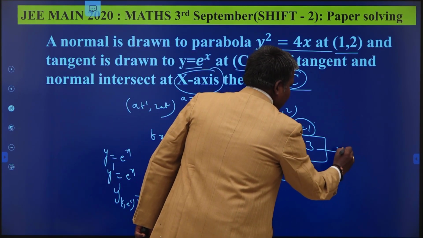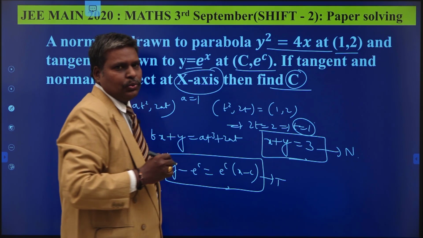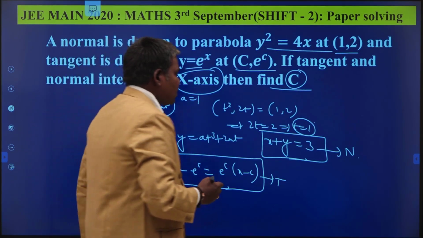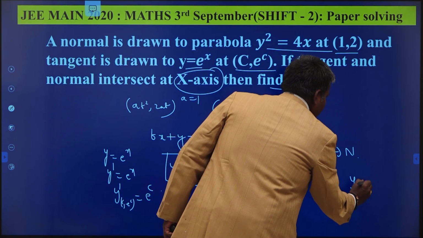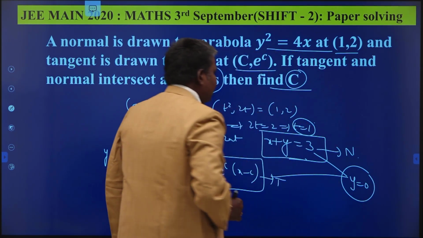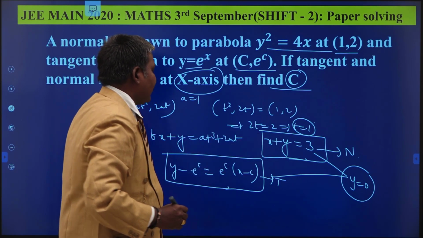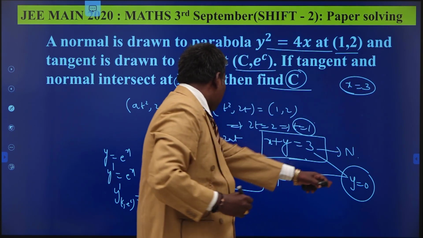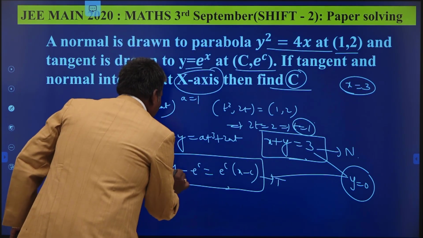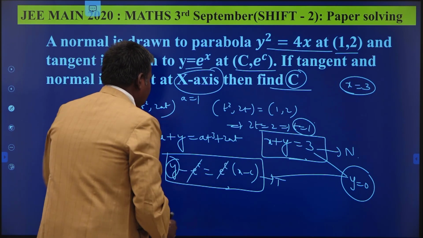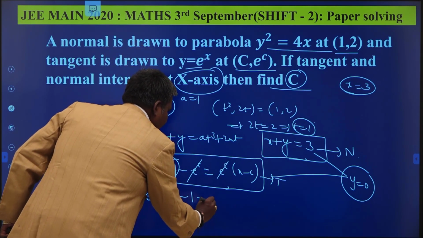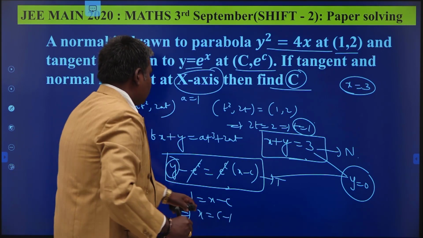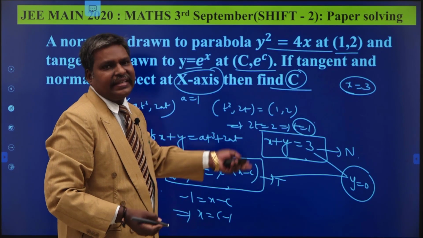This is the normal to the parabola at the given point (1, 2). These two lines intersect on what? The x-axis. What is the equation of x-axis? y equal to 0. Put y equal to 0 here and here. In the normal, y equal to 0 gives x equal to 3. In the tangent, when y is equal to 0, e power c gets cancelled. Minus 1 is equal to x minus c, which implies x is equal to c minus 1.